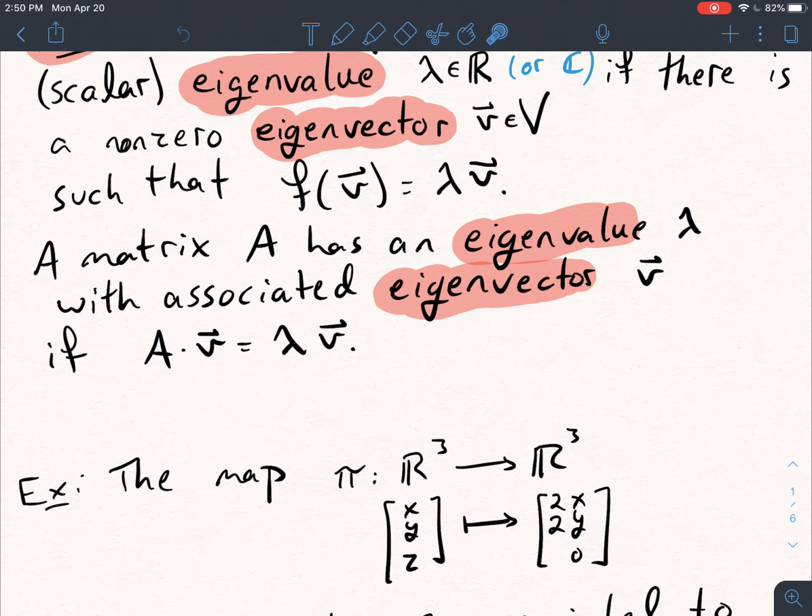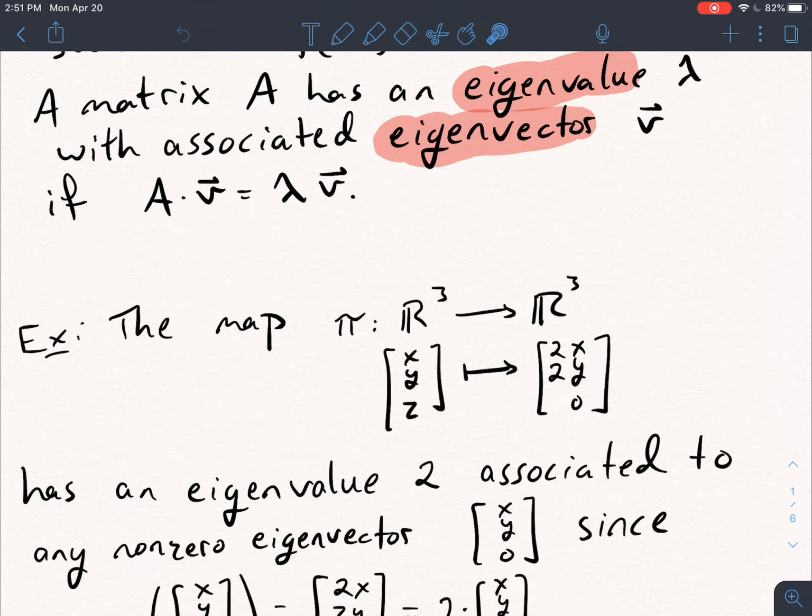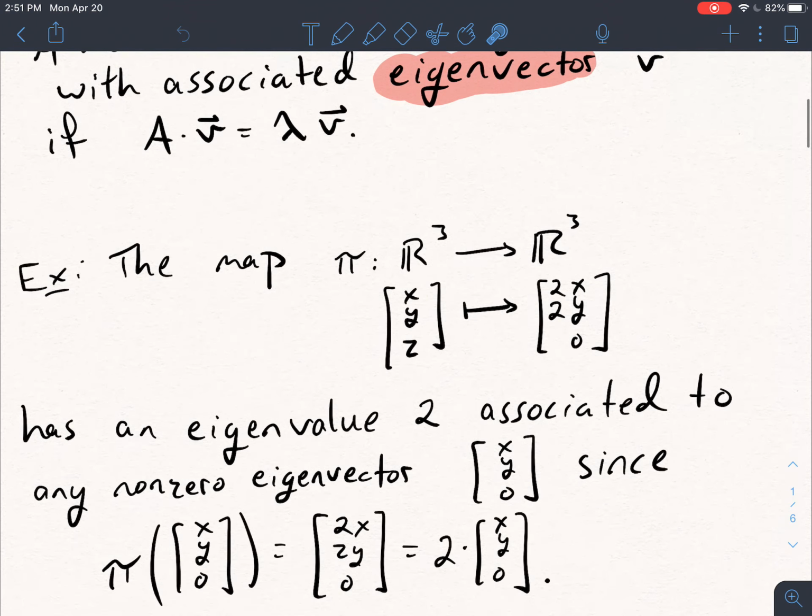Okay, here's an example. The map pi from R3 to R3 is sort of close to a projection, except we scale in the first two coordinates. So x, y, z goes to 2x, 2y, 0. What are some eigenvalues for this? This is a really simple map, so it's a little easier to see what some eigenvalues and eigenvectors might be.